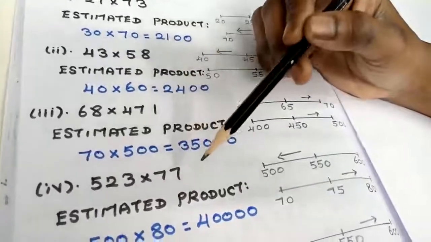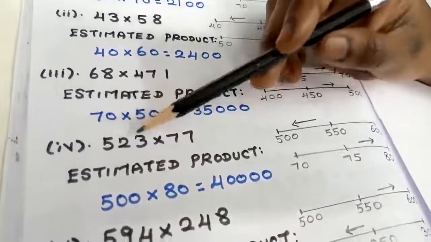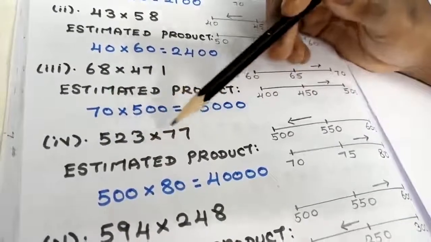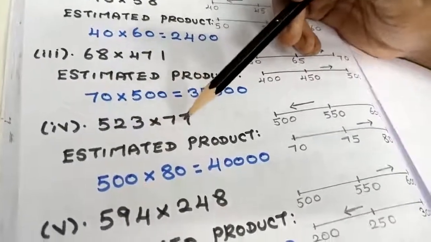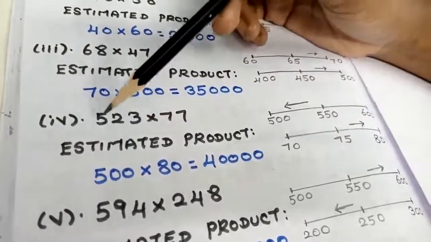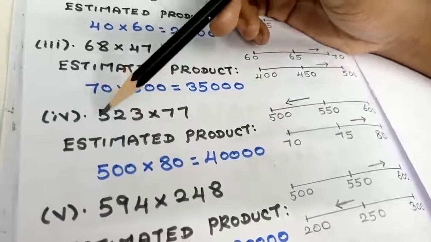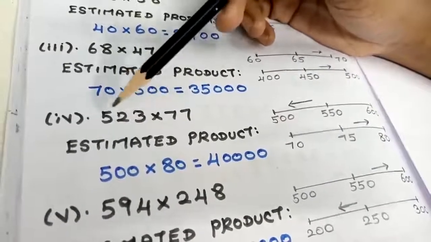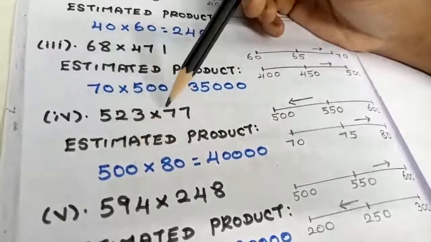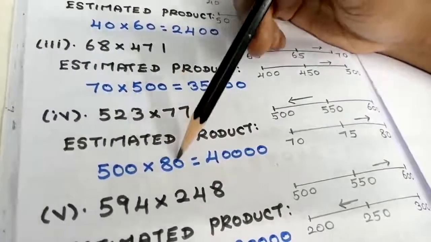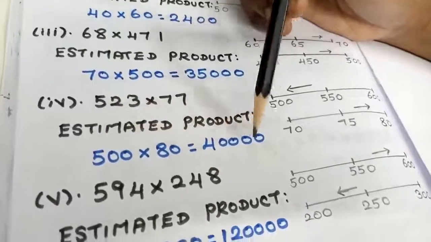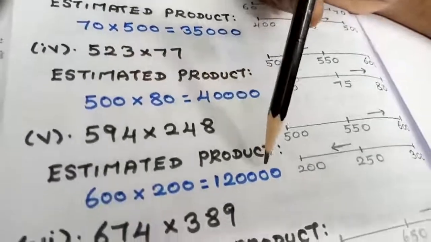Suppose I am going to take the fourth sum, 523 into 77. Here we are having 3 digits, here we are having 2 digits. In that case, I will be taking the 3 digits as it is. 523, nearest 100th place is 500. Here the nearest 10th place is 80. Multiply the numbers, you will get the answer as 40,000. So this is a way of doing the sum, students.